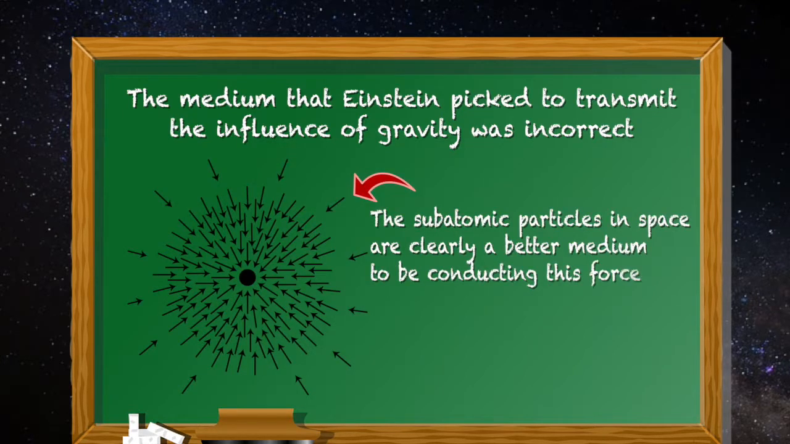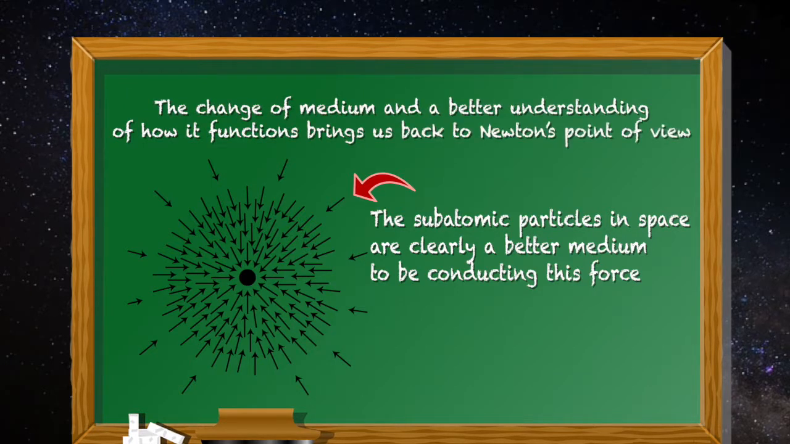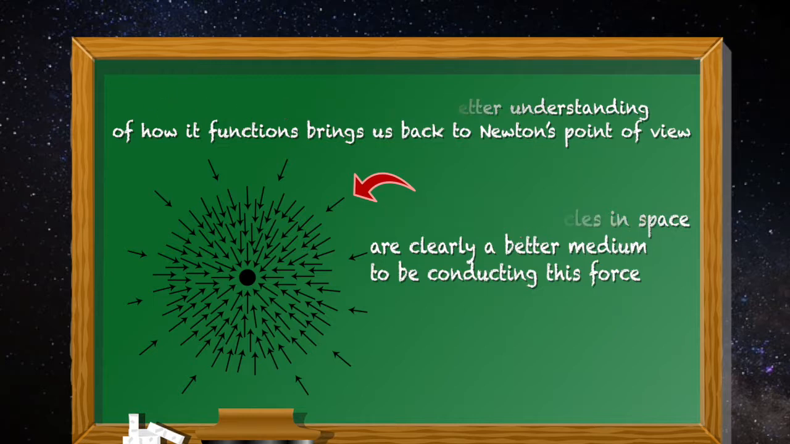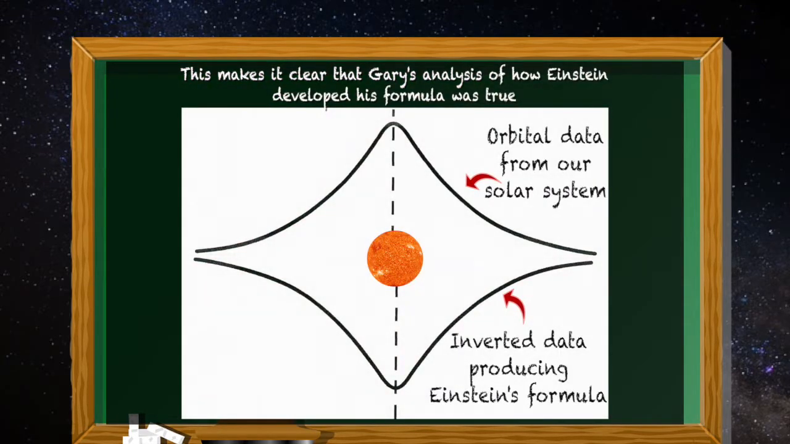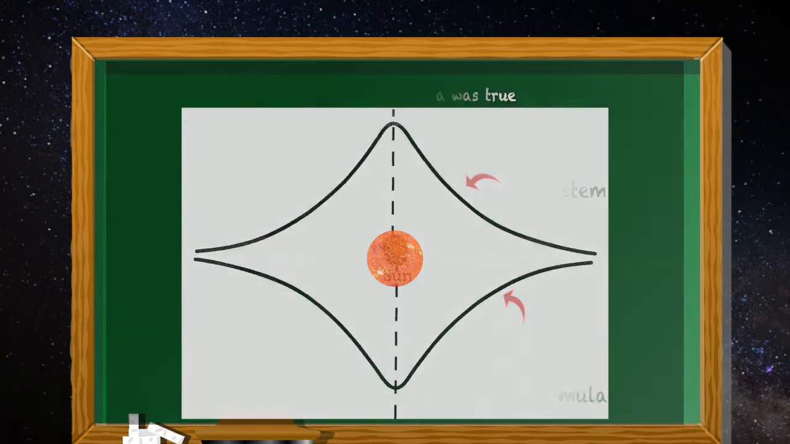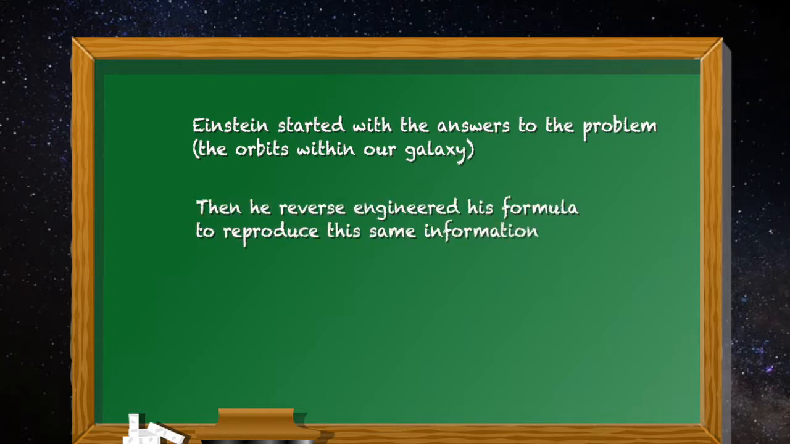The subatomic particles in space are clearly a better medium to be conducting this force. The change of medium and a better understanding of how it functions brings us back to Newton's point of view. This makes it clear that Gary's analysis of how Einstein developed his formula was true. He started with the answers to the problem, the orbits within our galaxy. Then he reverse engineered his formula to reproduce this same information.